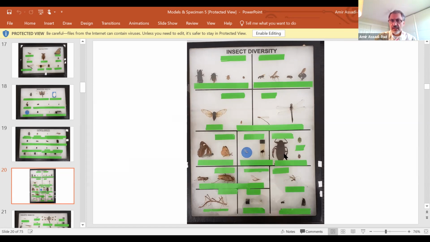These are the stinker, stink bug right here. Grasshopper, mayfly, walking stick, and then of course the flies, different types of flies, housefly, and I think this is a blowfly.